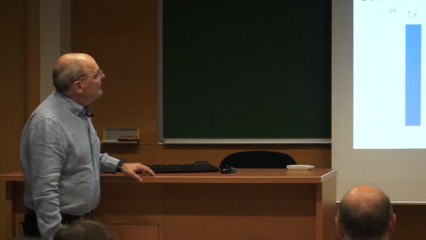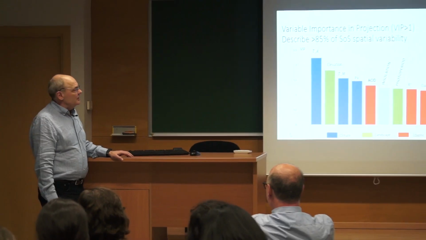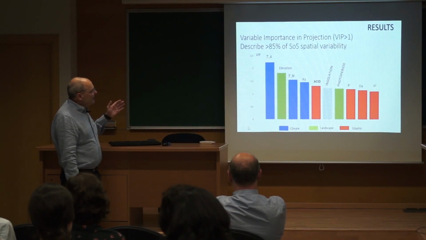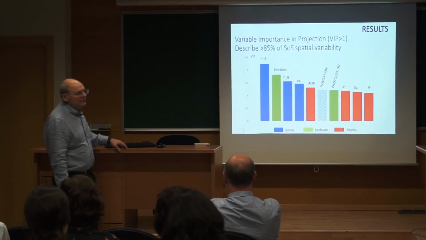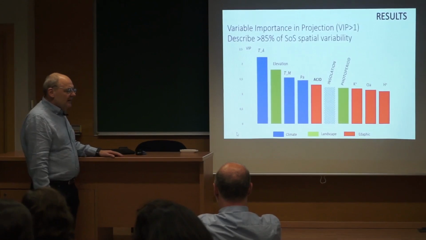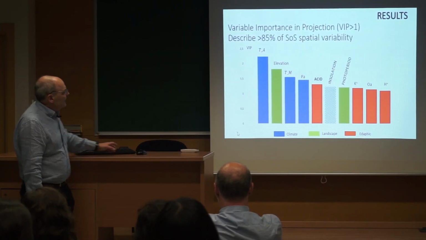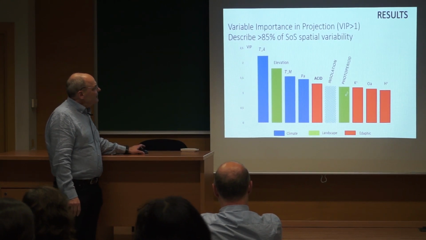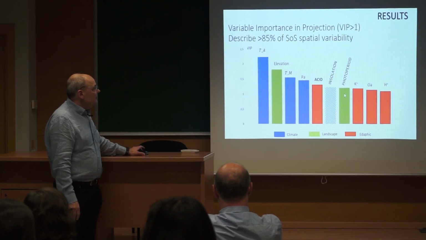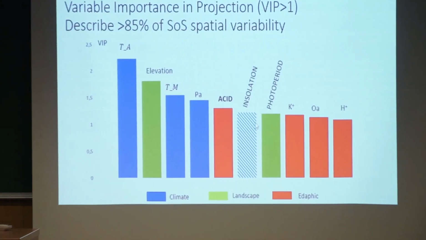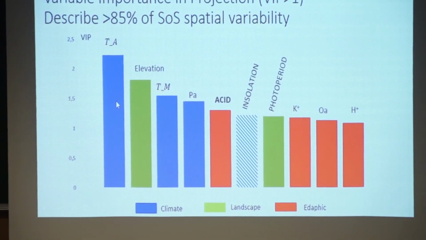So here you can see results for variable selection. These 10 variables all have VIP greater than 1. That's the threshold. If you're interested, I can explain why it's 1. The threshold for these variables. And the red bars here represent edaphic factors. Green, landscape factors, or related to landscape. And blue, climatic factors.